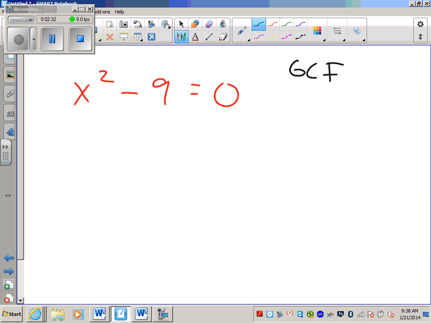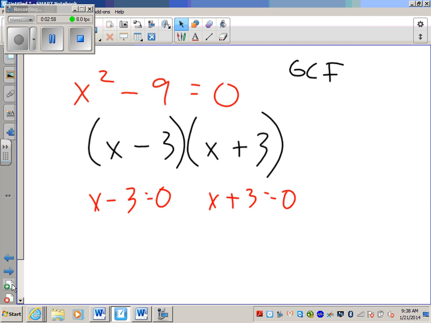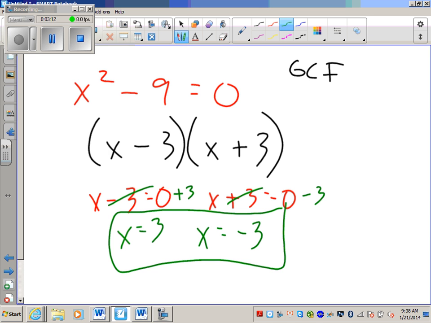Is this something that's familiar to us, or we can call it difference of squares? Difference of squares was x minus 3, x plus 3. So now, basically like we just did before, I'm going to make each of these sets of parentheses equal 0, and then solve. So for this one, we're going to add 3 to both sides. X equals 3. For this one, we'll subtract 3 from both sides. X equals -3. Any question there?